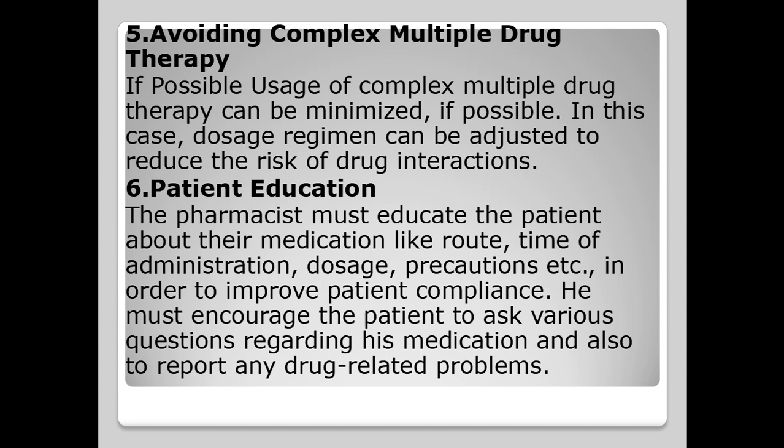Avoiding complex multiple drug therapy. If possible, usage of complex multiple drug therapy can be minimized. In this case, the dosage regimen can be adjusted to reduce the risk of drug interactions. So when there are multiple drug therapies, there is polypharmacy in the patient medication profile. The pharmacist can identify that, and they can reduce the dosage regimen. They can avoid giving unnecessary drugs, and they can educate the patient.